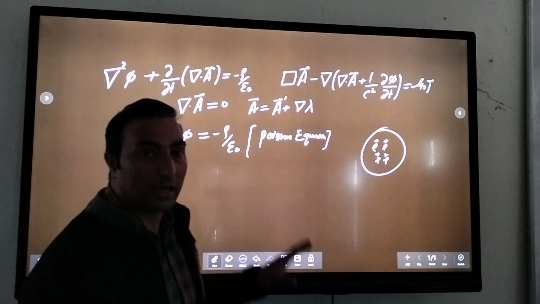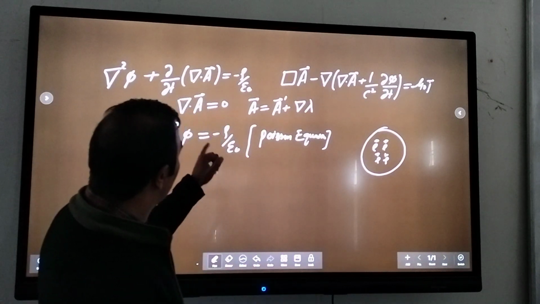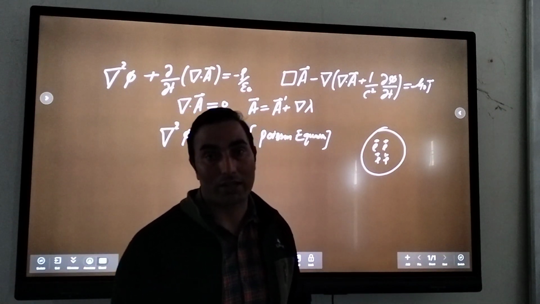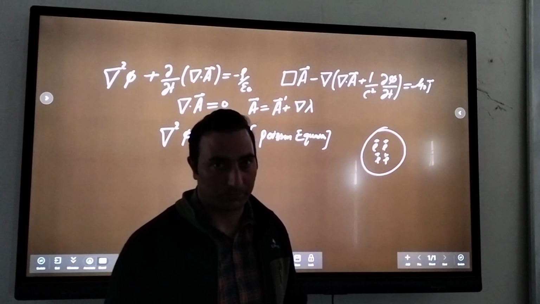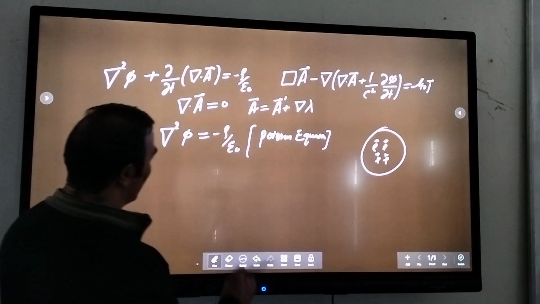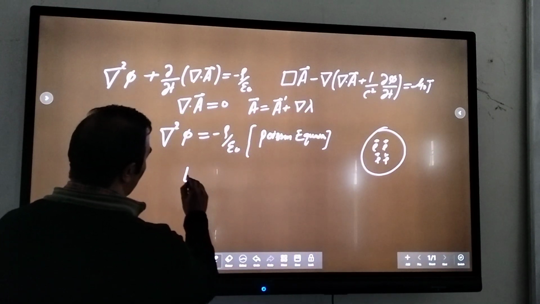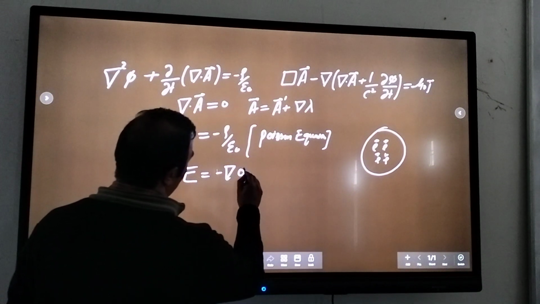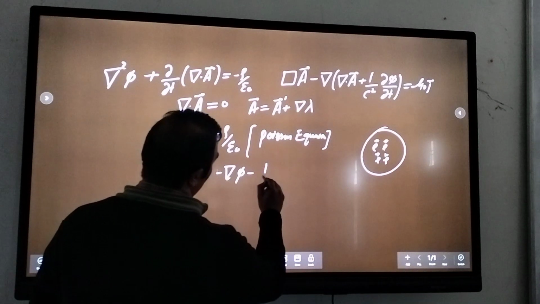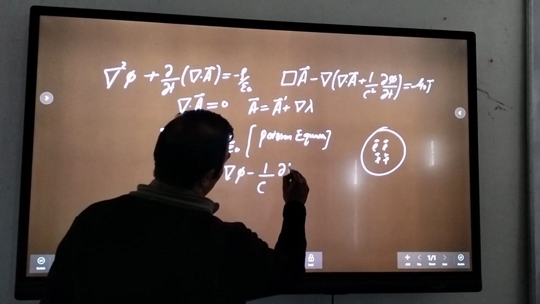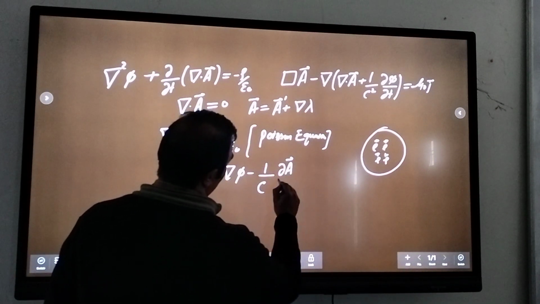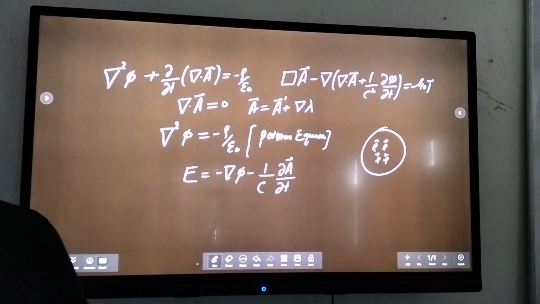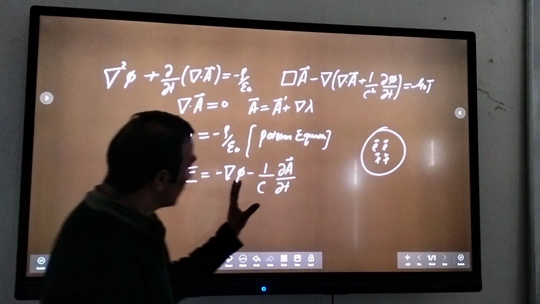But I will add one more point here, that this phi is not enough to say everything about the electric as well as magnetic field, right? So if we revise, our equation was, if you remember, E equal to minus nabla phi. Okay. So this was our other equation.